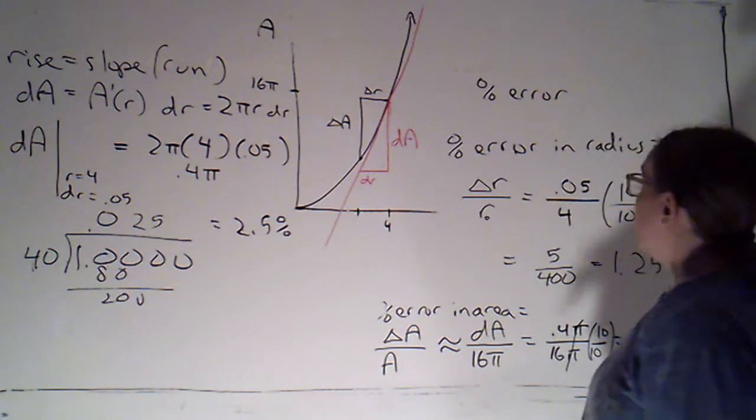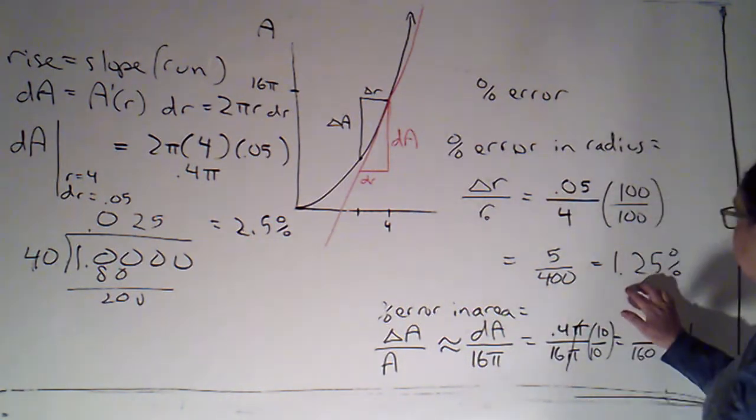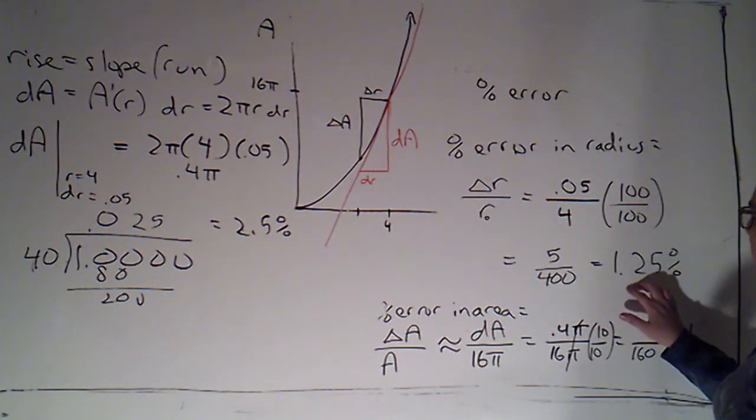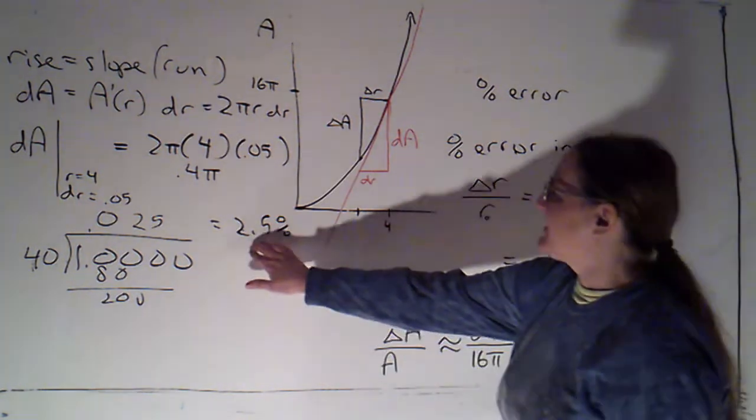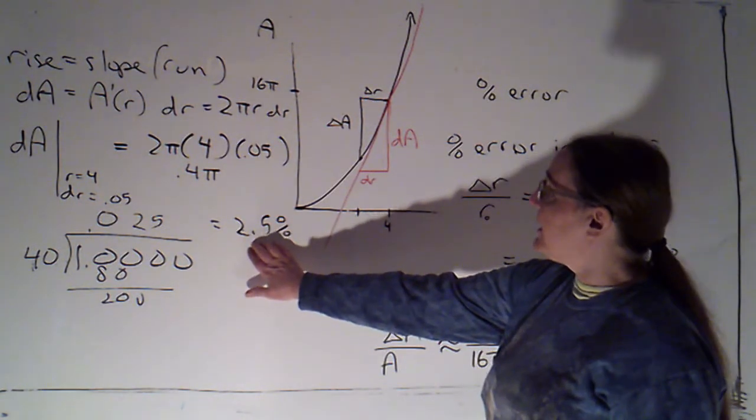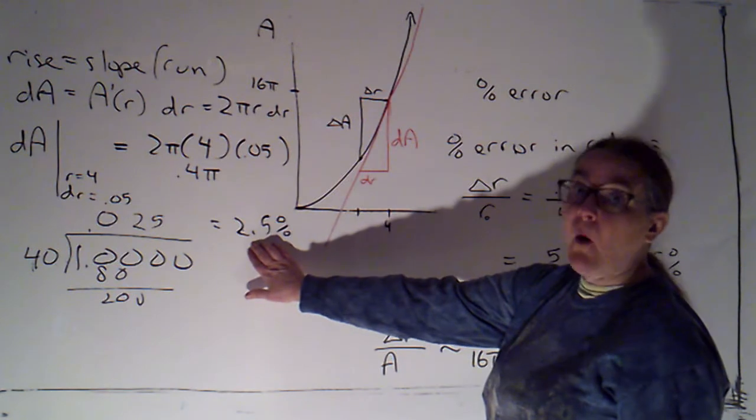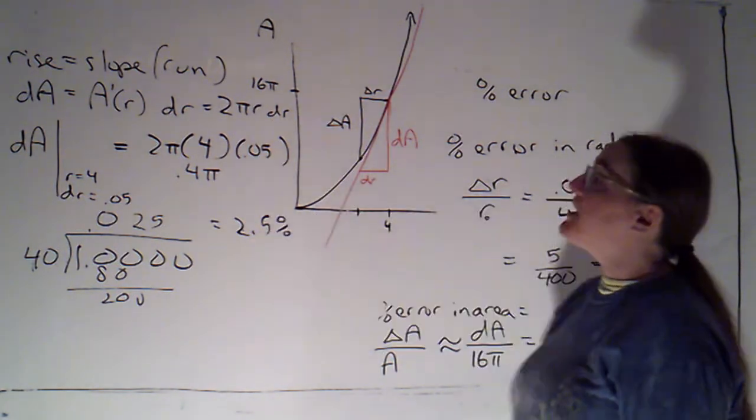Okay. So the percent error in radius is about 1.25%. The percent error in the area we can expect to be about twice as much. Kind of interesting to see.